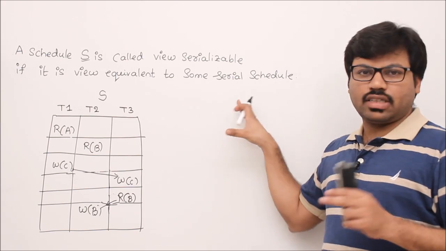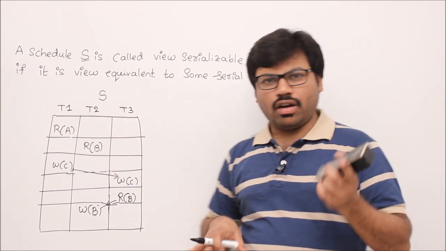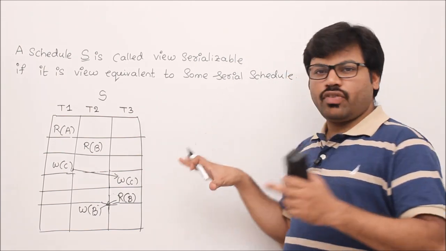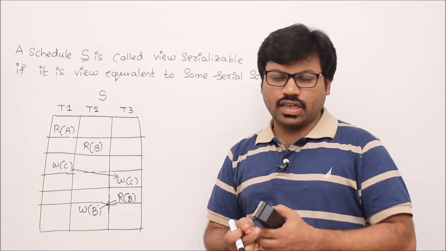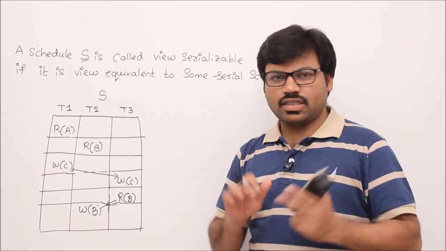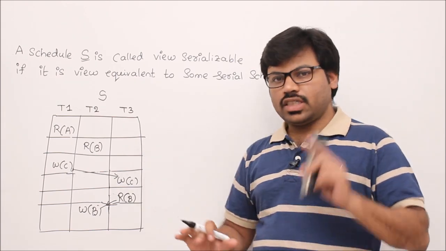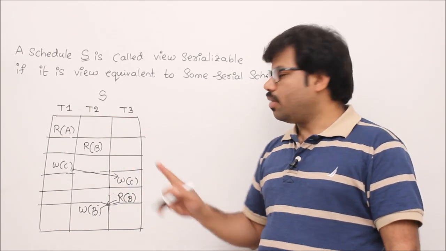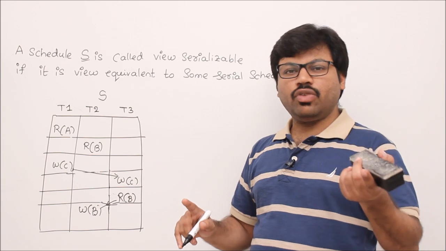What is that view precedence graph? There is a view polygraph, of course, that is quite difficult to draw, but that view polygraph is again a necessary and sufficient condition. But I am not teaching that. That is not required. For GATE, finally, what is our goal? Our goal is whether the given schedule is equivalent to some serial schedule or not with respect to the view definition.